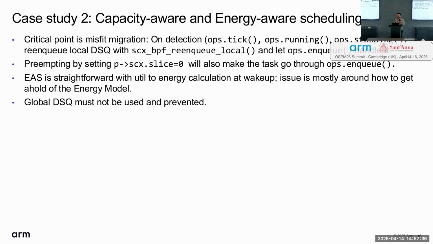EAS, like extending capacity-aware scheduling to energy-aware scheduling, really isn't that interesting. It's mostly an energy calculation at wake up. Most of the discussion has been on how to get hold of the energy model, but that's a technicality, I think. Obviously you cannot use a global DSQ because it's terminal, and you will not get a callback when it gets dequeued from a global DSQ or from a local one. So basically it's invisible to you and it can run wherever. You absolutely don't want that to happen.